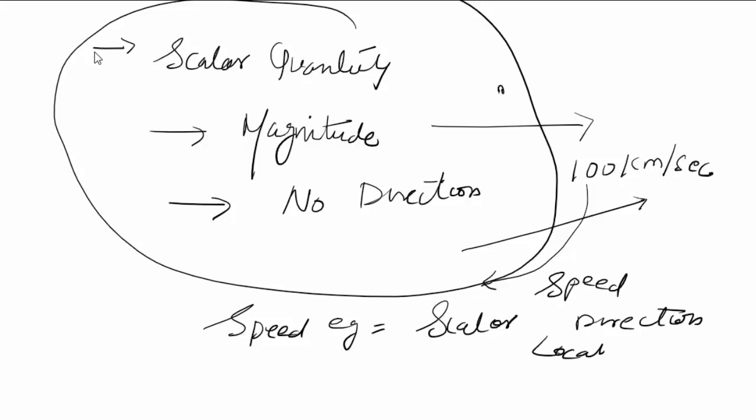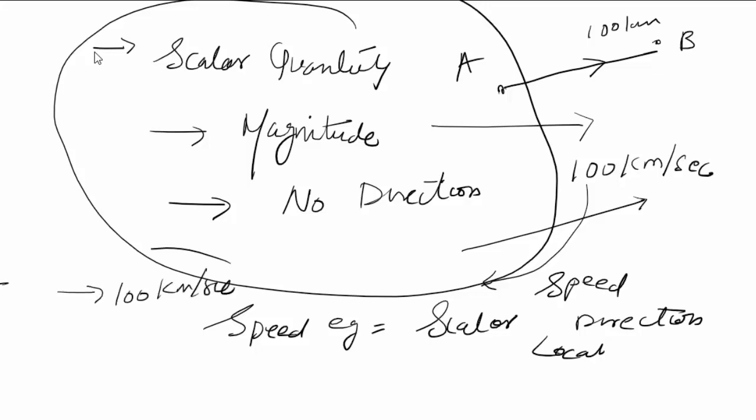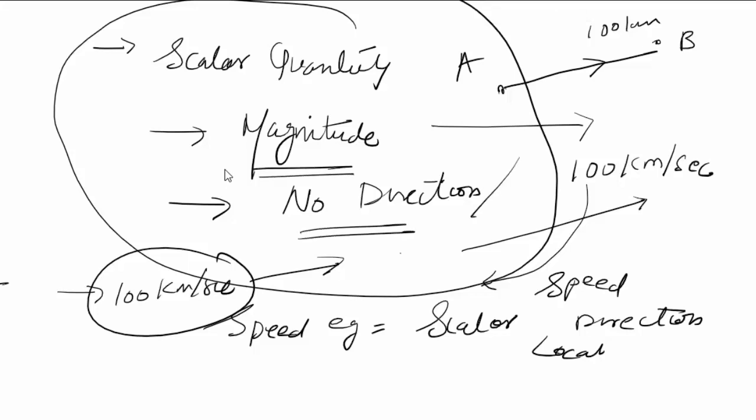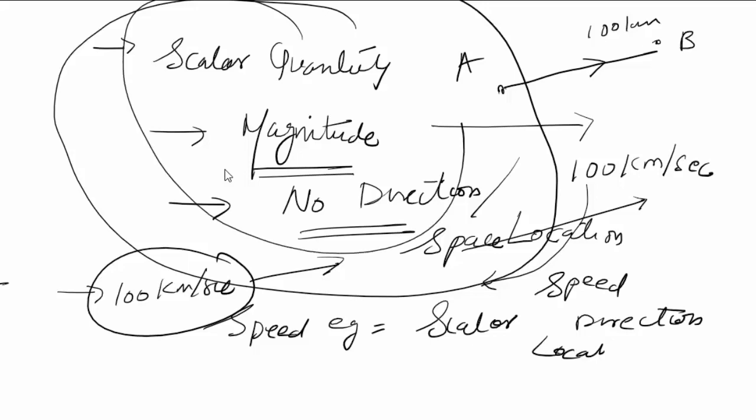Suppose the aeroplane is moving from A to B, you are not saying that the aeroplane is moving from A to B with a speed of 100 km per second. By just giving information that I have an aeroplane whose speed is 100 km per second, you are giving only information about the speed, without any information about a direction or location in space. When you're dealing with such quantities with only magnitude, with no direction or information about the space location, you are dealing with quantities known as scalar quantities.